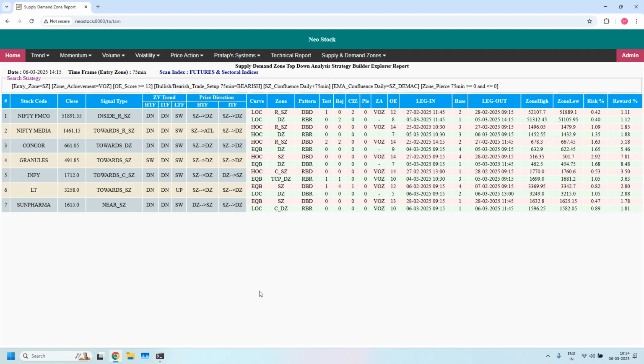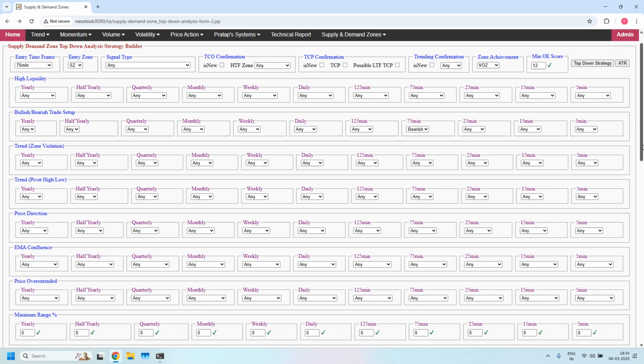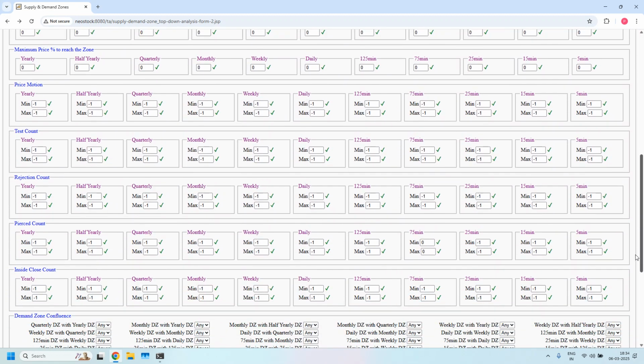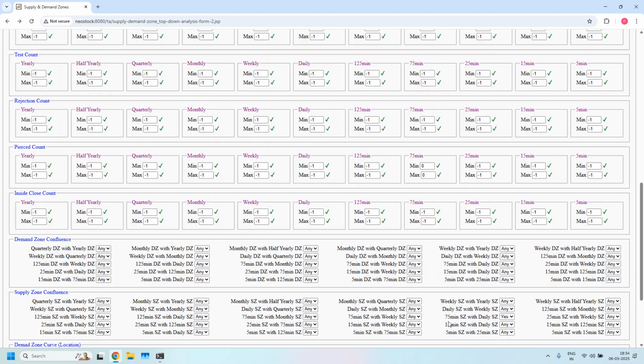So next we will look into LTF, ITF and HTF supply zone confluence. That is 75 minutes, daily and weekly supply zone confluence supported stocks. I am removing the EMA filter. In the supply zone confluence, we should set 3 filters. First filter is already enabled: 75 with daily supply zone confluence. Next, 75 minute supply zone with weekly supply zone confluence. Daily supply zone with weekly supply zone confluence. All the 3 filters are enabled.